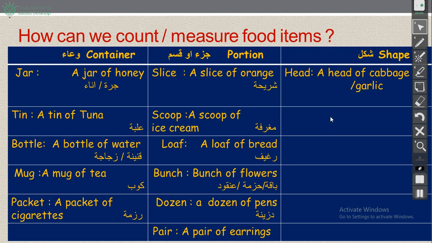And number three, the last thing, is head. What's the meaning of head? رأس. For example, a head of cabbage. What is cabbage? ملفوف. In Arabic, we call it رأس ملفوف, right? A head of garlic. What is garlic? ثوم. A head of cabbage. A head of garlic. From the shape.